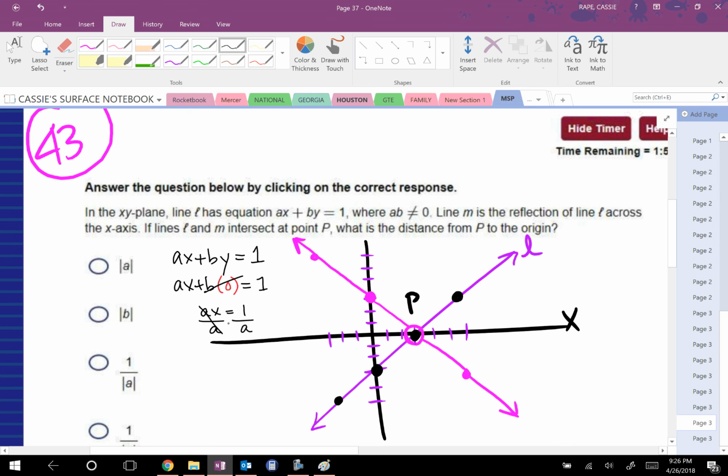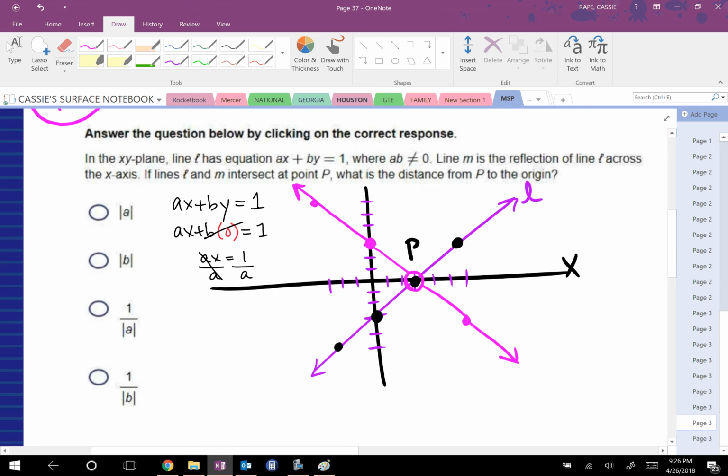So the distance is going to be how far you jumped out on the x-axis, and that's going to be 1 over a. Now keep in mind that this would be true, that the x-intercept is the distance from the origin, only on the positive side, because 1 over a negative isn't a distance. You can't have negative distances. So if you take the absolute value of a, that accounts for the fact that the distance can't be negative, and so that means the answer is C.